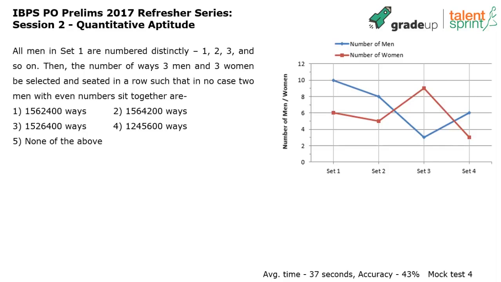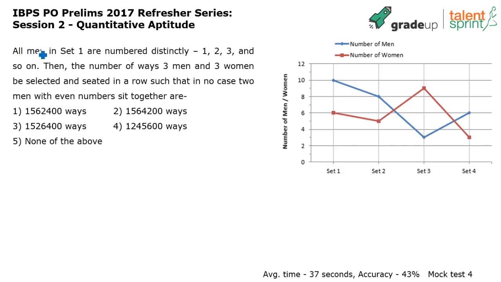With that assumption, let me solve it for you. So I'll again not solve it. You can do the calculation yourself. I'll only explain the whole process. Now, here's the question. All men in set 1 are numbered distinctly, 1, 2, 3 and so on. Then the number of ways 3 men and 3 women can be selected and seated in a row such that in no case 2 men with even numbers sit together.